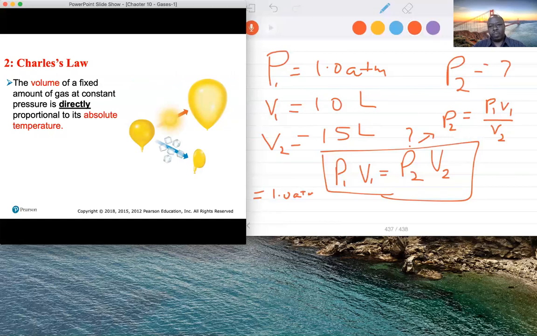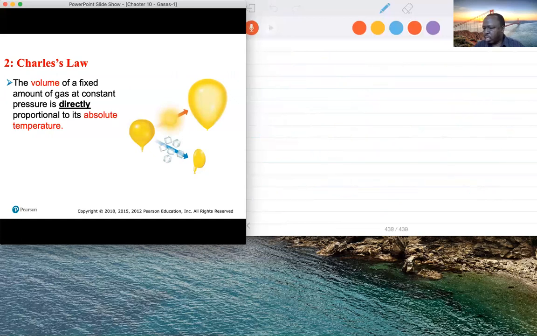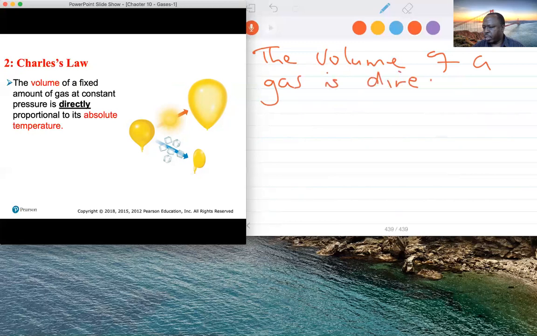Remember, all laws revolve around four variables: pressure, volume, temperature, and number of moles. So Charles's law states that the volume of a gas is directly proportional to its temperature.